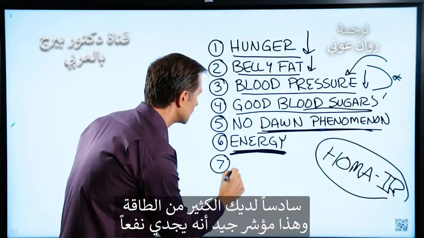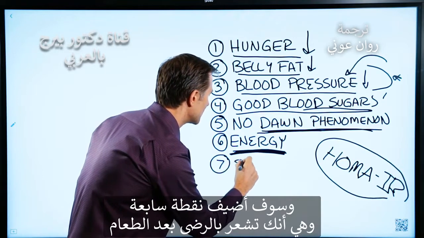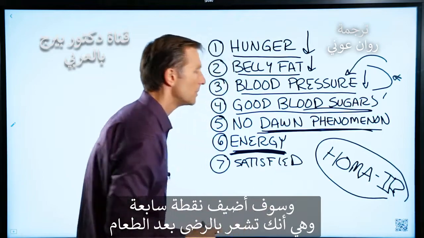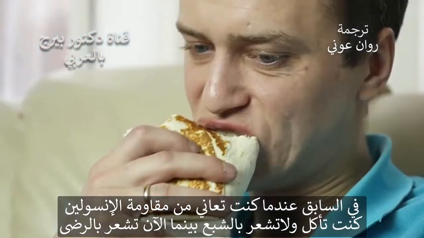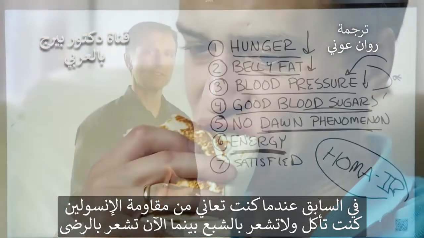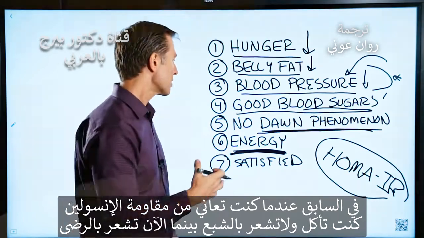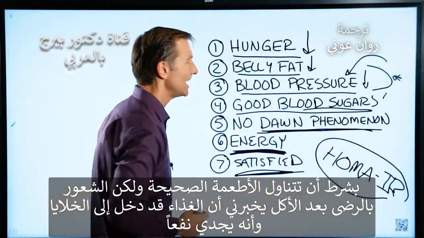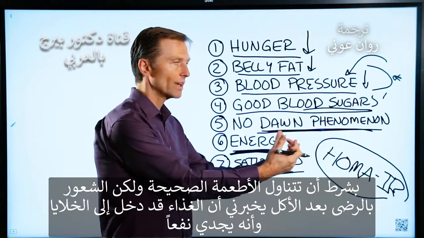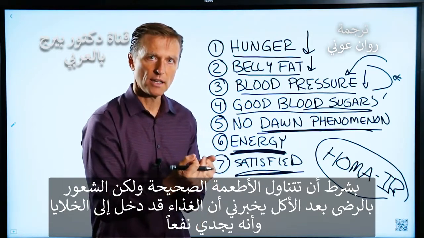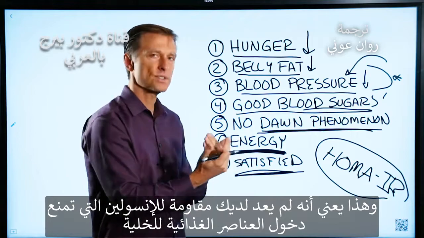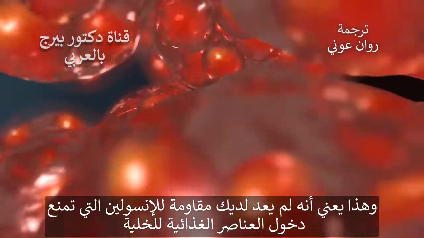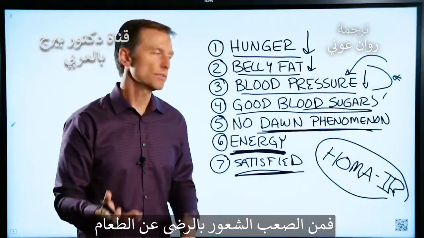And I'm going to add number 7, which is you're satisfied when you eat. So maybe before, when you had insulin resistance, you'd eat and you just wouldn't feel fulfilled. Now you do. Of course, you're going to have to eat the right foods, but the feeling of being satisfied after you eat tells me that the nutrition is going into the cell. It's working. That means that you no longer have that resistance, because insulin resistance blocks the nutrients going into the cell. It's hard to feel satisfied with food.